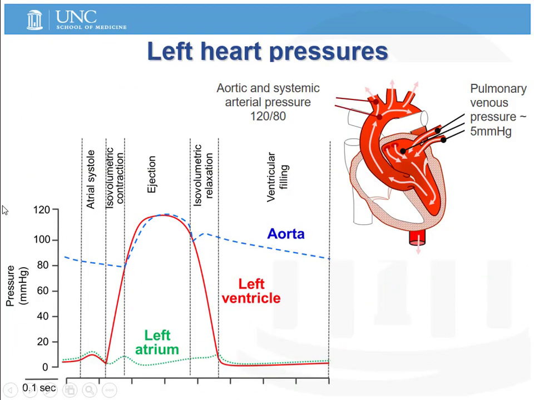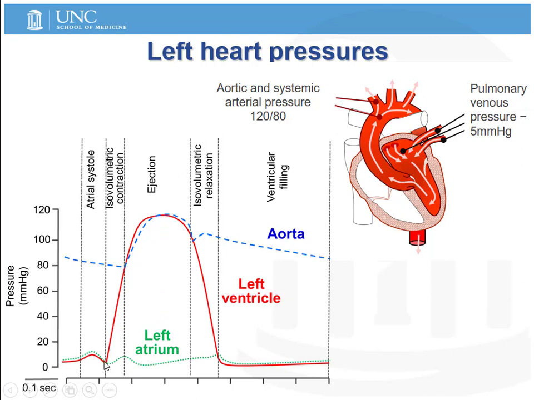Now we'll look at pressure changes in the left heart during each phase of the cardiac cycle. Left ventricular pressure, here in red, has the widest dynamic range. Its lowest values are around the low values for the very low pressure left atrium, and its highest values are around the high values of the high pressure aorta.